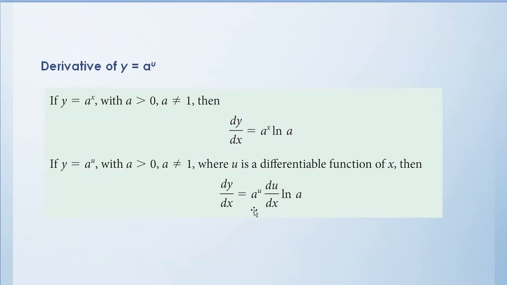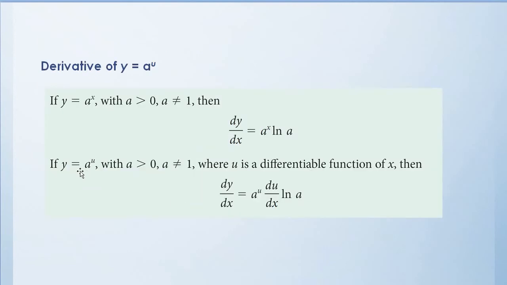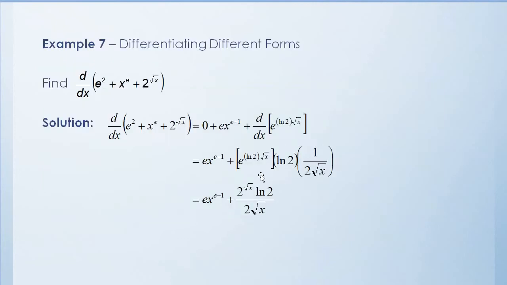And actually, we use this one, we just apply this formula. Dy dx equal to a^u du dx ln a, where I just let a equal to 2, u equal to square root x, du dx equal to 1 over 2 x power negative 1 over 2. I repeat, for this part, 2 power square root x, I'm using this one. If y equal to a^u, then we have a^u du dx ln a. So since the question said 2 power square root x compared to a^u, so a is equal to 2, u equal to square root x. Therefore, we have this answer. Okay.